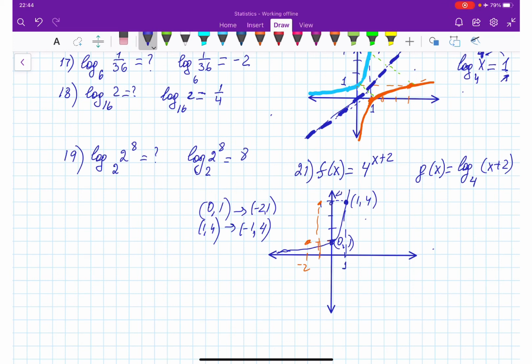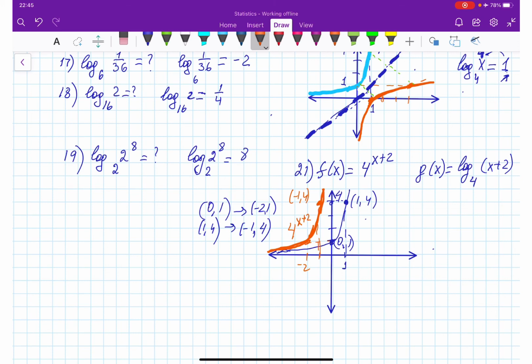This point is 4. So this is going to be our negative 1 and 4. So our graph is going to look like, so this is our 4 to power x plus 2. Now once we have this, this is 1, it's going to be our new y-axis, right? It's going to be our new y-axis.